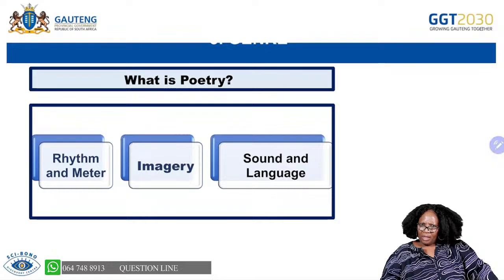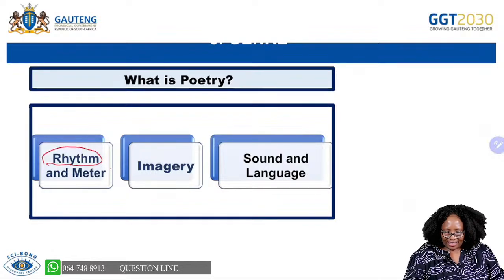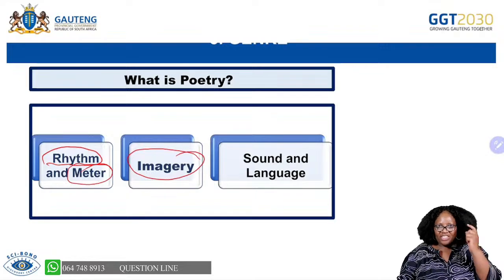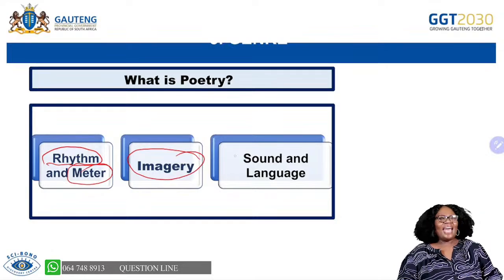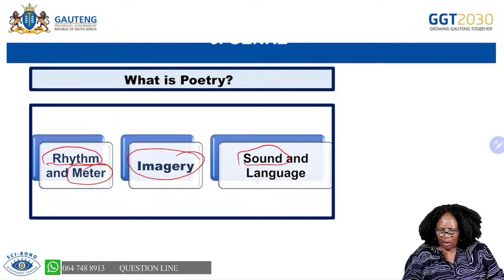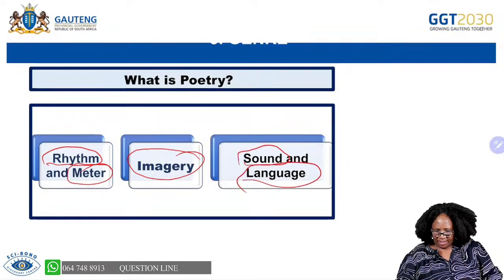Furthermore, what do we concentrate on? We concentrate on the rhythm and the meter and the imagery. Remember what I said about mental vision, mental pictures. You create mental pictures. And then, of course, poetry has to do with sound and language that is used creatively.